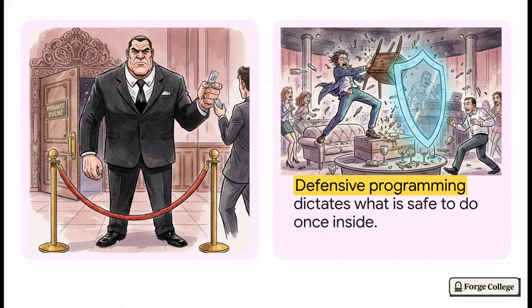Think of access control like a massive, intimidating bouncer standing outside an exclusive nightclub. The bouncer checks IDs and handles the who is actually allowed inside part of the equation, right? That's your onlyOwner modifiers. But what if a verified VIP gets past the bouncer, walks in, and immediately starts smashing the furniture? The bouncer at the door doesn't really help you then. And that is exactly where defensive programming steps in.